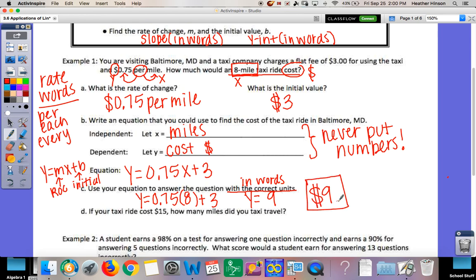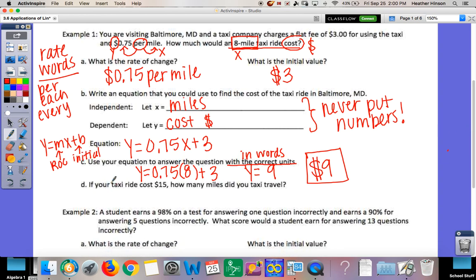So that dollar sign is your correct units. That's your words. Okay, if your taxi ride cost $15, how many miles did it travel? So 15, is that X or Y? Which one is money? Your money is Y.